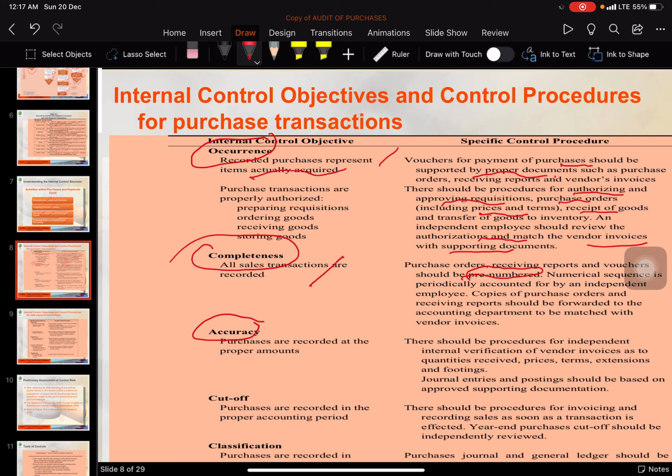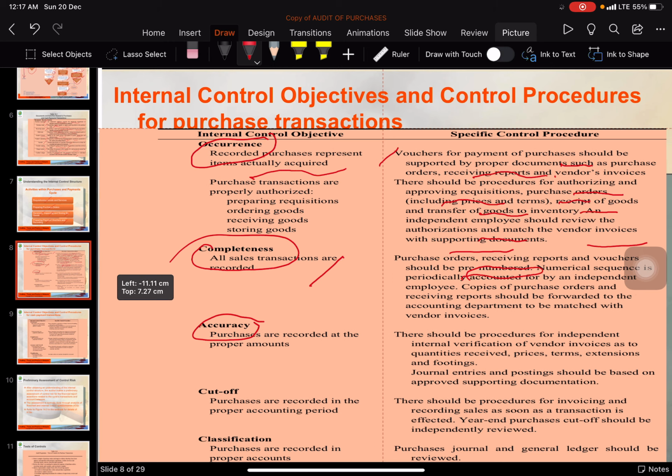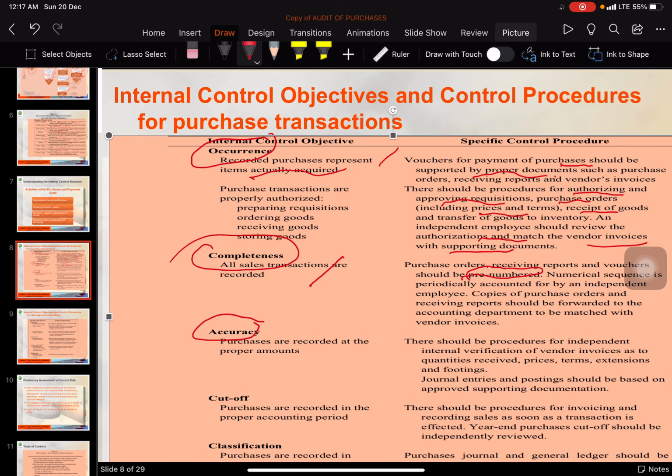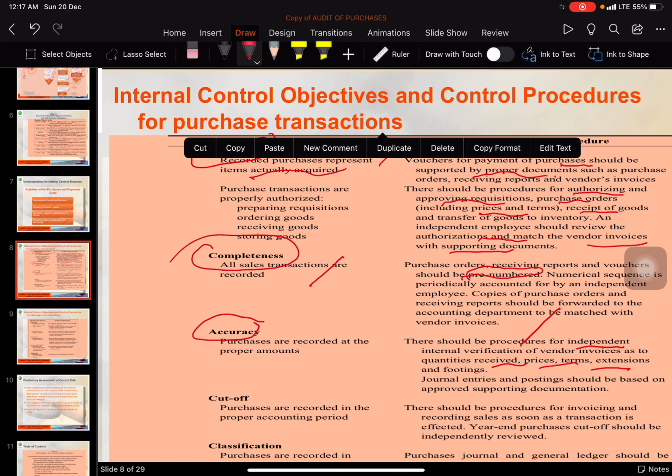Alright, accuracy: how do we see that the purchase is accurate? There should be procedures for independent verification, such as quantity received, prices, and terms. Alright, so make sure there is internal verification, whether those prices and so on have been verified.